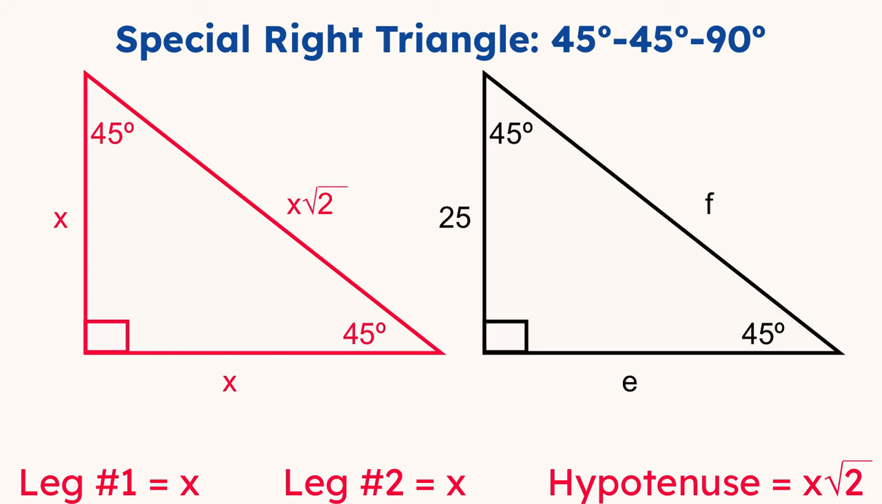If we try and use this to figure out some of the missing sides on this triangle, we can see that we've got an isosceles right triangle here. Both angles are 45 degrees. And then the side lengths are also going to be the same. It's going to be an isosceles triangle. So this other leg here is going to be 25. And then the hypotenuse is just going to be 25 times the square root of 2.